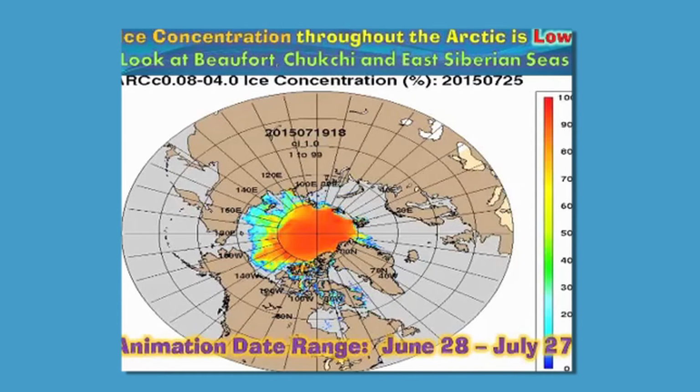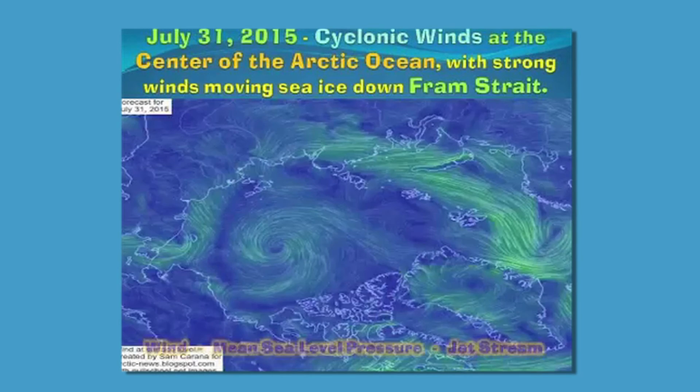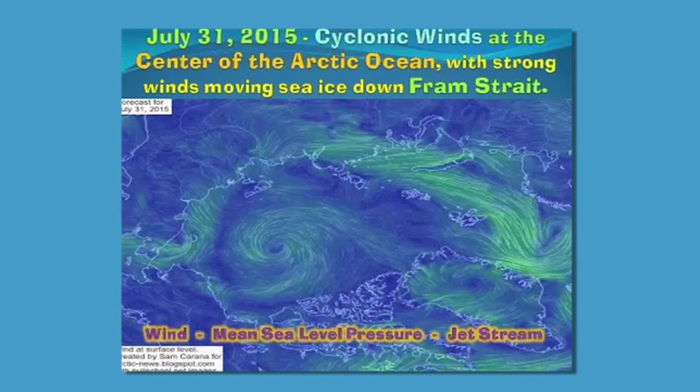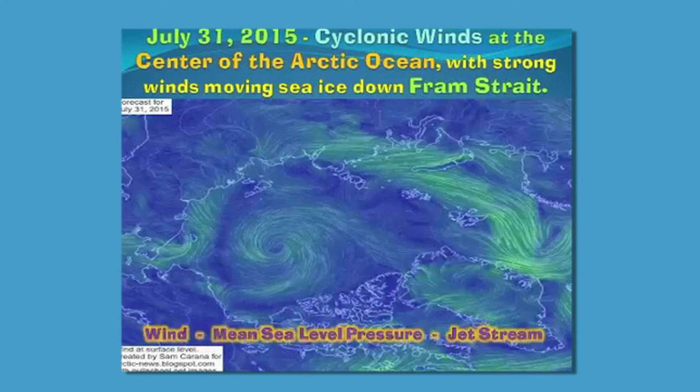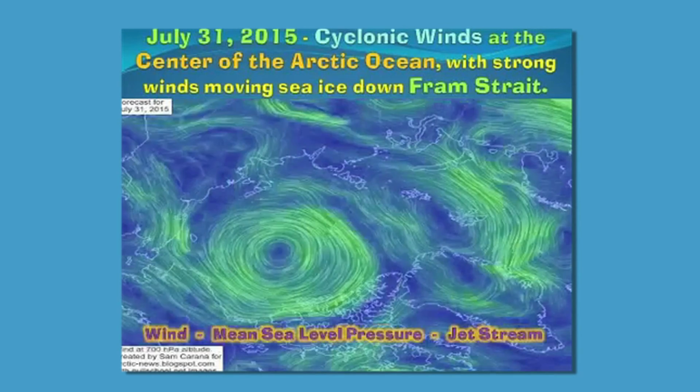Now, this is a really interesting map, and this is 3 types of measurements superimposed on each other. This is the Arctic looking straight down. You can see Greenland over on the lower right. This is wind, mean sea level pressure, and jet stream, all superimposed upon each other. This was July 31st in the middle of the Arctic Ocean.